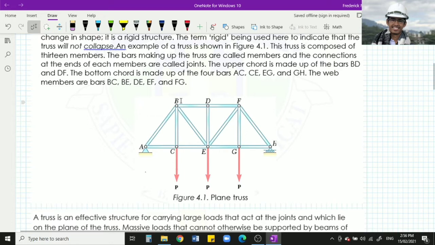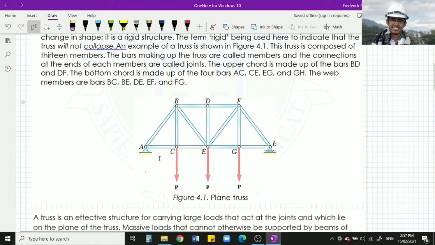So it is pin connected. Trusses are considered pin connected. Okay? And then the upper chord is made up of bars BD and DF. So we have the upper chord, which is at the top of our truss. That is called top chord or upper chord. So this is member BD and member DF. And the bottom chord is made up of the 4 bars AC, CE, EG, and GF.